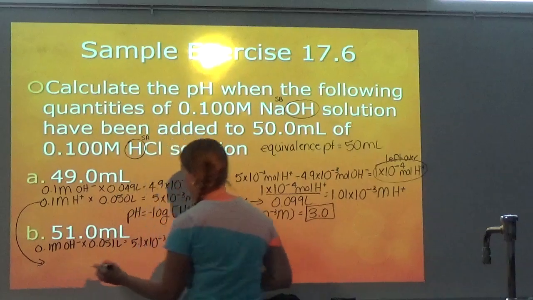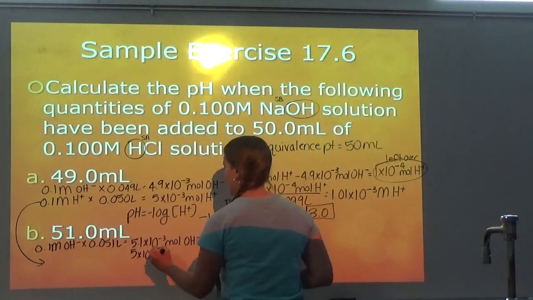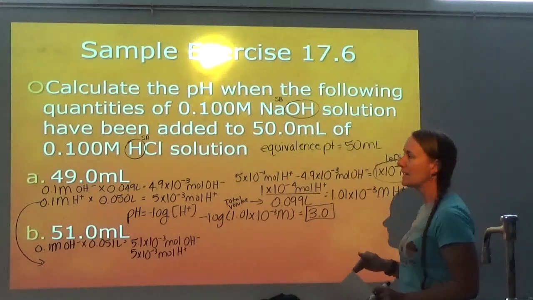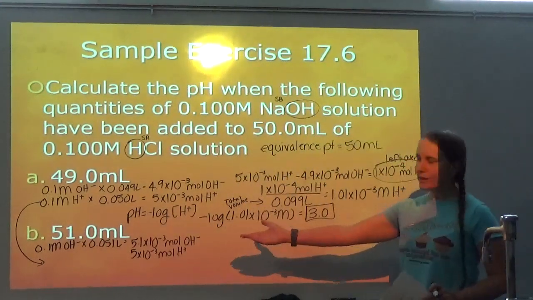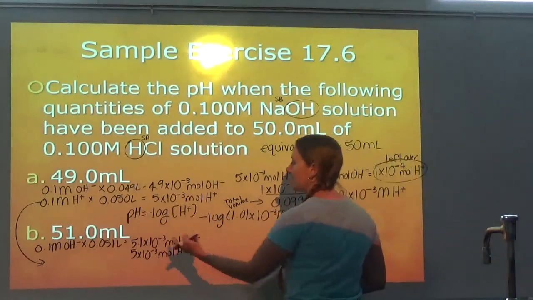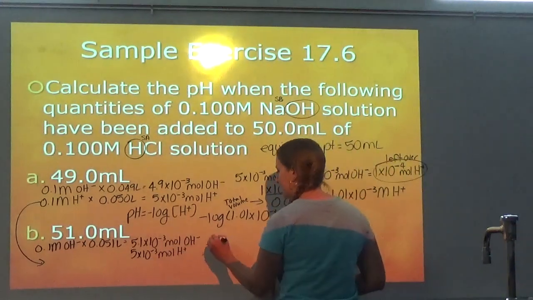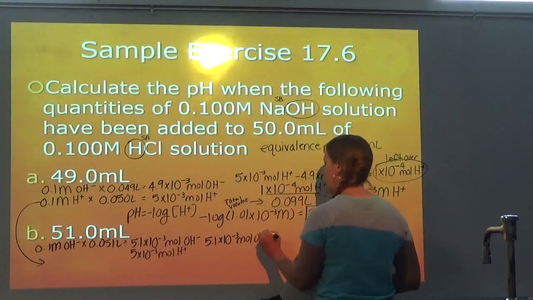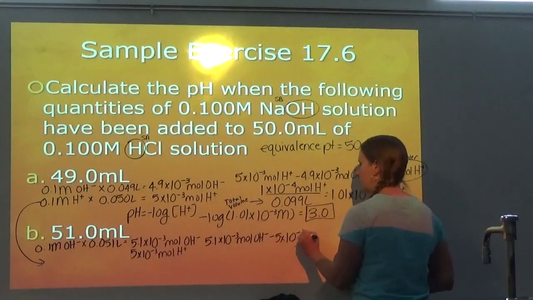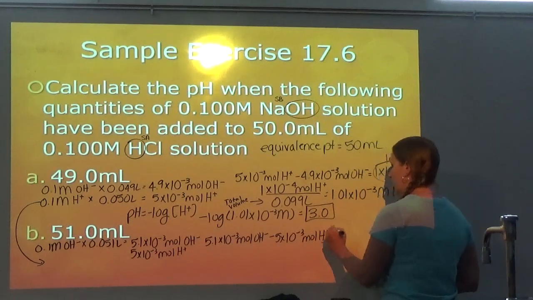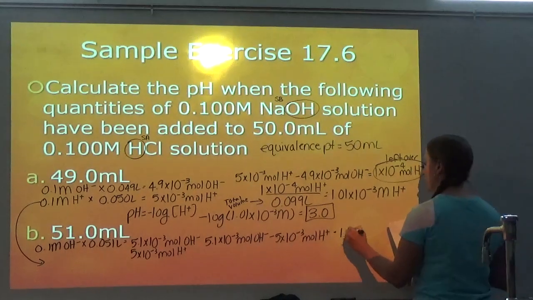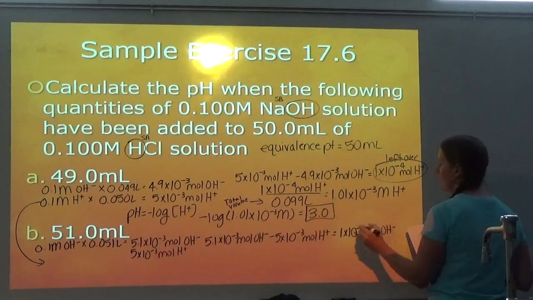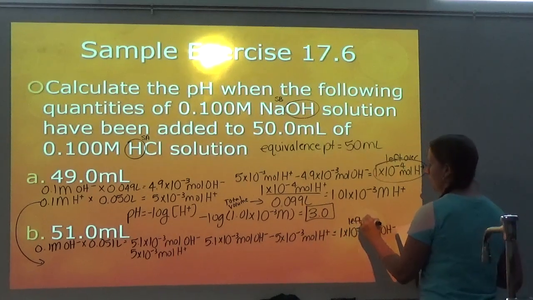I still used 5 times 10 to the negative 3 moles of acid because that's what was already initially in the beaker or the flask. All right, so I don't have to recalculate that. I do still need to subtract. This time I have more base than acid, so I do 5.1 times 10 to the negative 3 moles of OH minus, minus 5 times 10 to the negative 3 moles of H plus. And so what that does is it tells me I have 1 times 10 to the negative 4 moles of OH minus that's left. So this is left over.